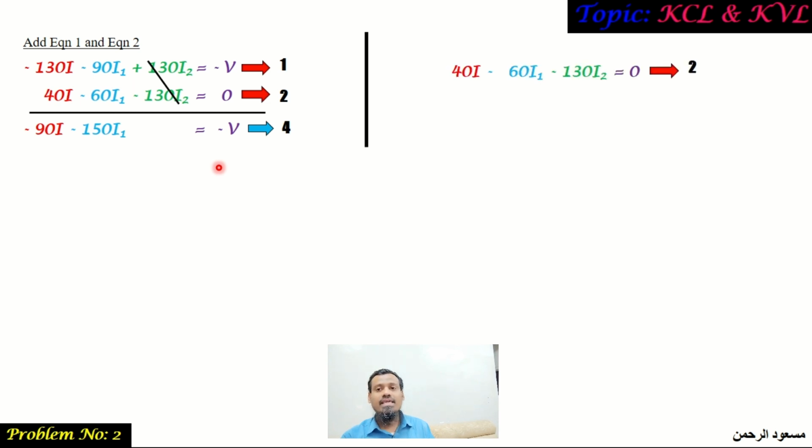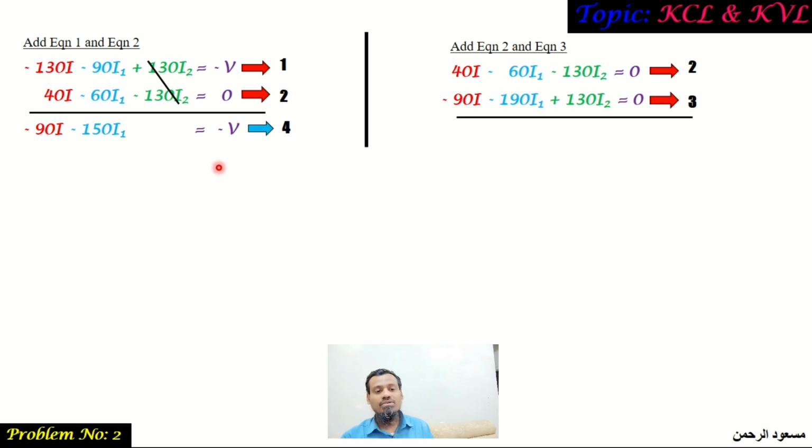Let us take equation number 2 and 3. We will add these 2 equations so that the I2 term will cancel out because of the positive and negative sign. The resultant equation will be minus 50I minus 250I1 is equal to 0. So we will note it to be equation number 5.